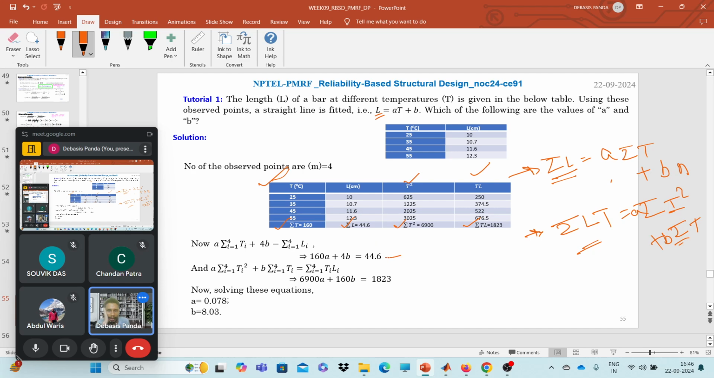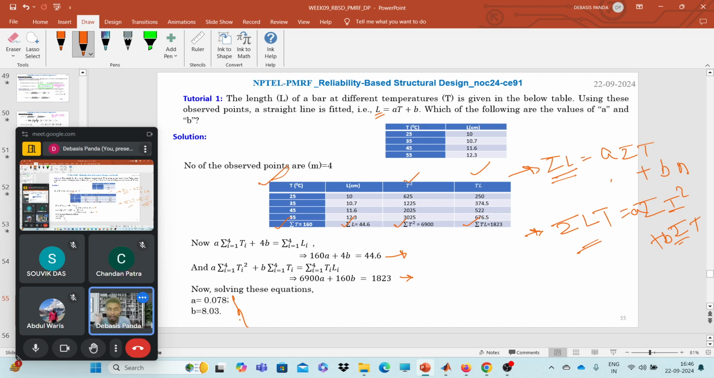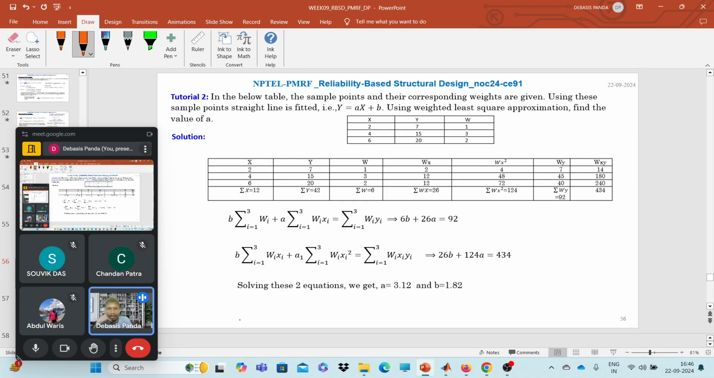You will have this first equation 160a plus 4b equals 44, and this as the second normal equation. Now solve these two equations, you will get a and b equal to this. So have you solved this problem and are you getting the same results? Okay. Now go to this second one.